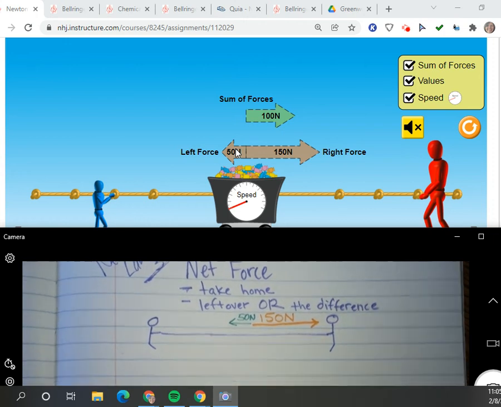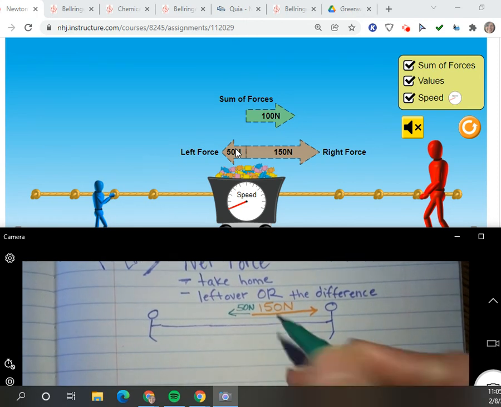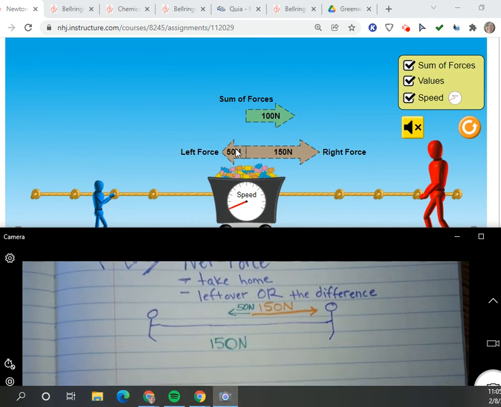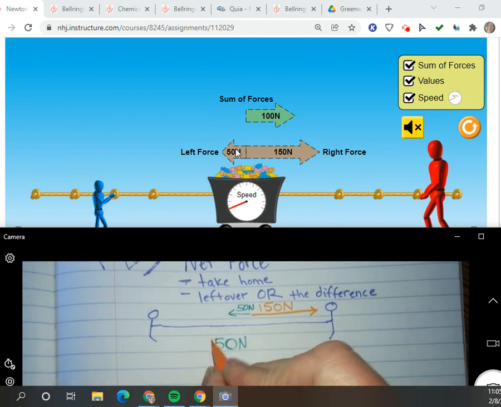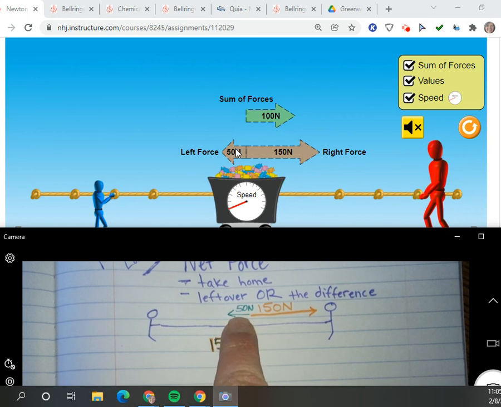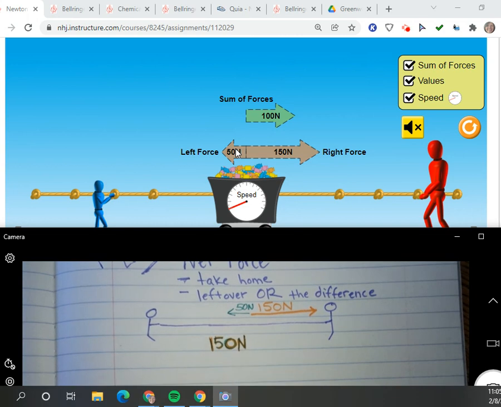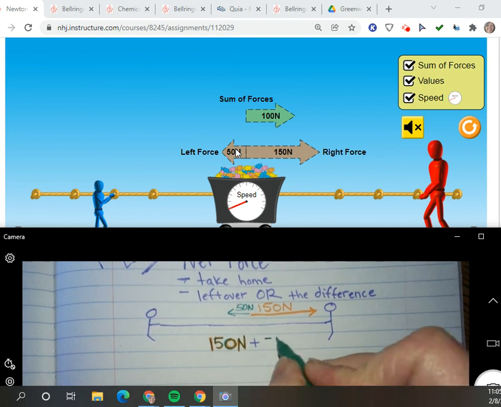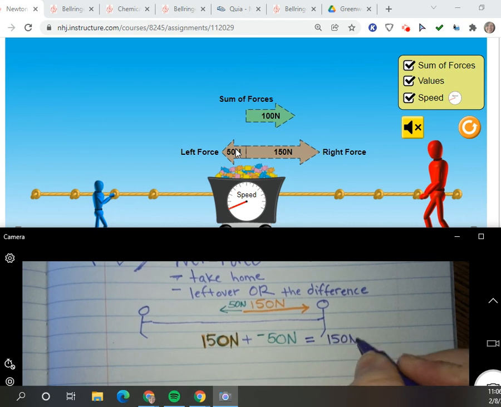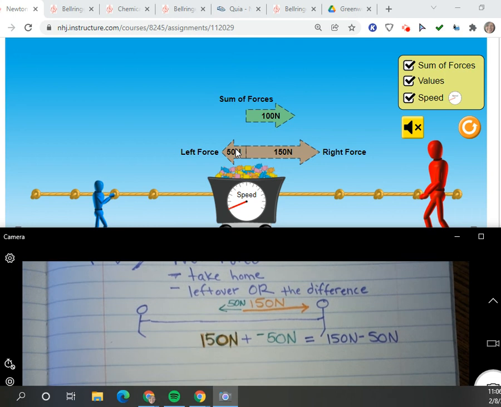So if we put these together, 150 Newtons is going to be our positive number. Is 50 going to be a positive or a negative number? We talked about that with vectors before. It's going to be a negative number. So if I add negative 50, what am I really doing? Subtracting. Because this is the same as saying 150 newtons minus 50 newtons. They're the same thing.